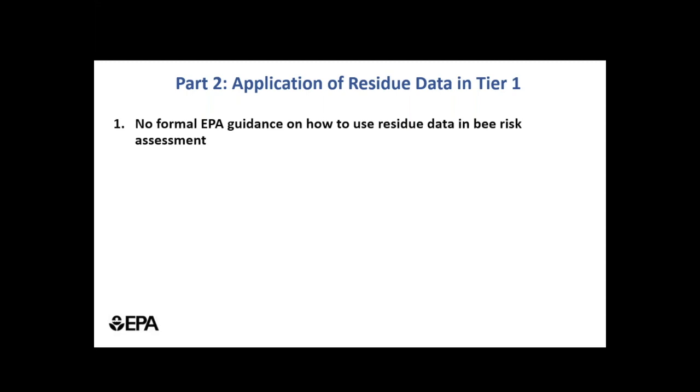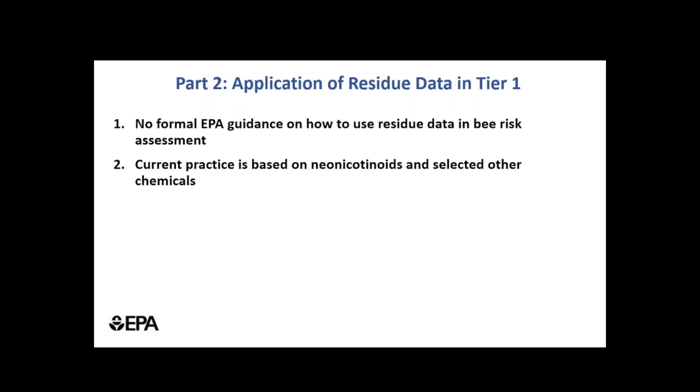And I think that's in part due to the fact that when we developed our risk assessment guidance for bees back in 2014, most of the experience at that time with higher tier studies had to do with estimating effects on colonies rather than exposure. So we really didn't have the experience at that time to really develop such guidance. So what I'm going to present to you represents our current practice. And that practice has been based on our experience with the risk assessments for the neonicotinoid insecticides as well as several other pesticides.